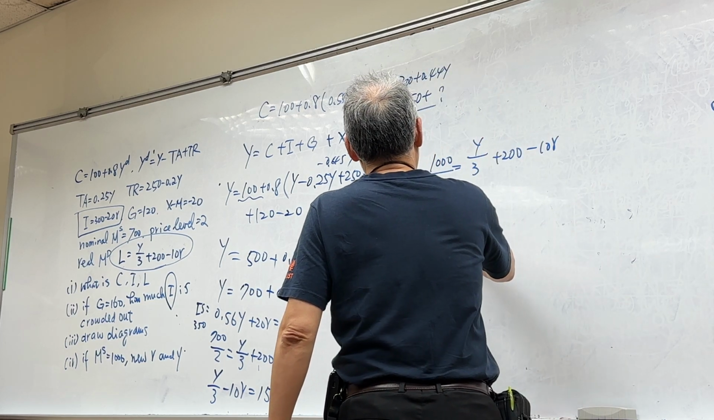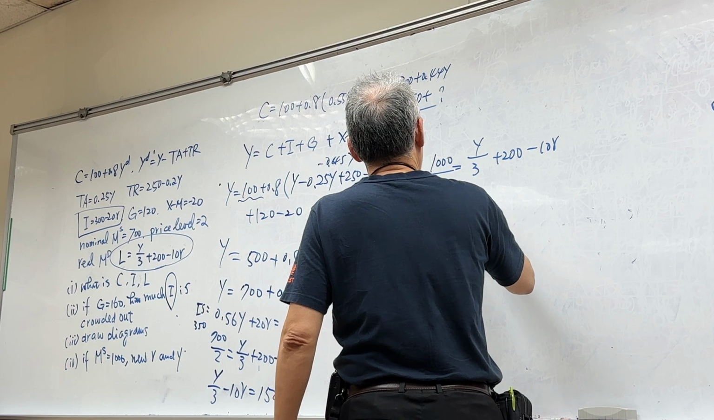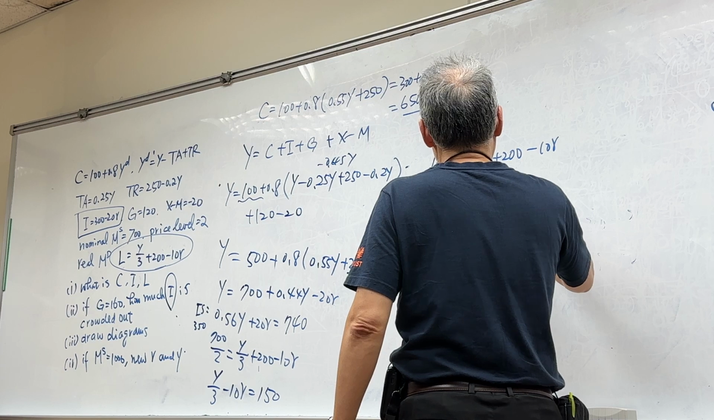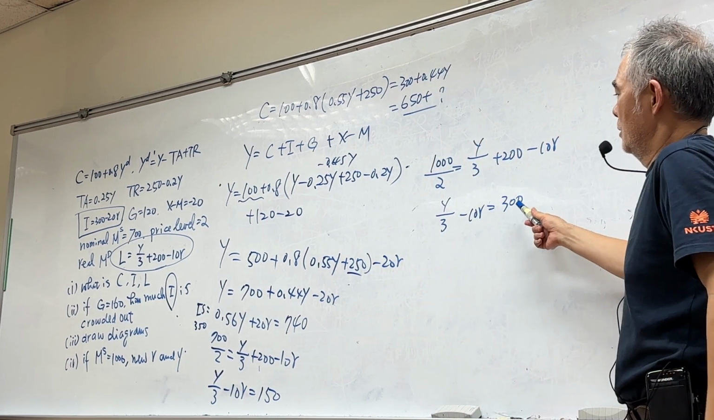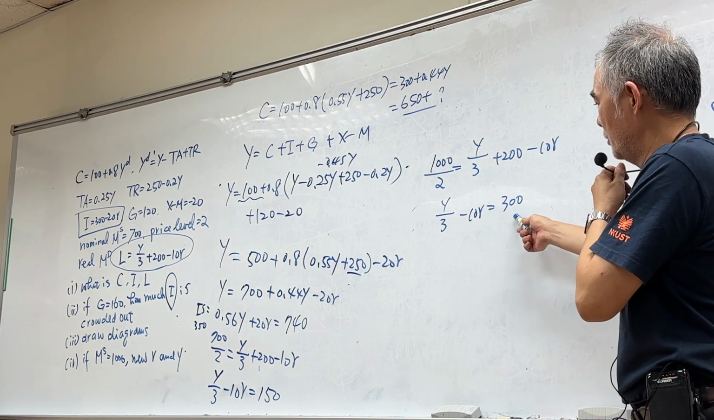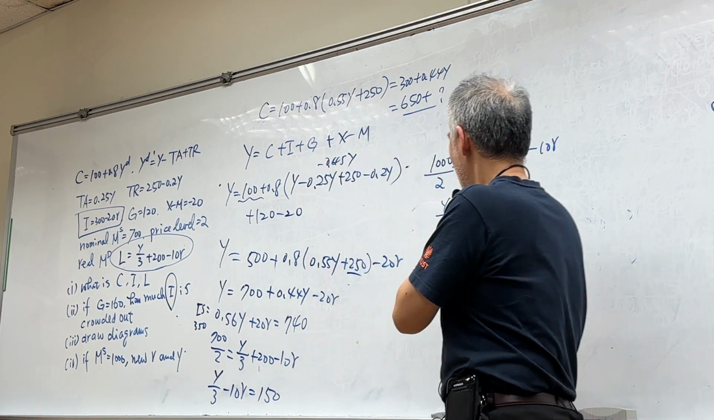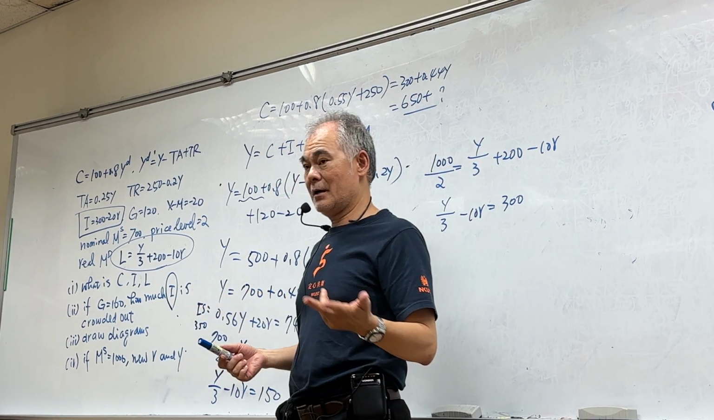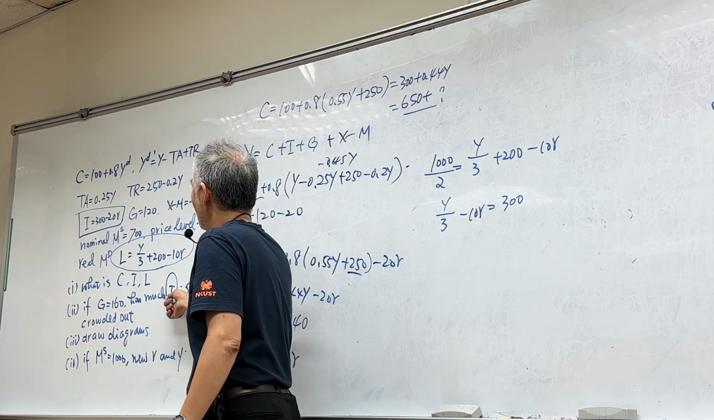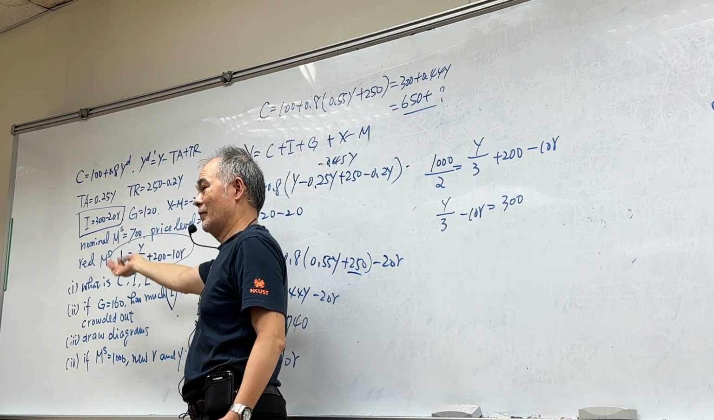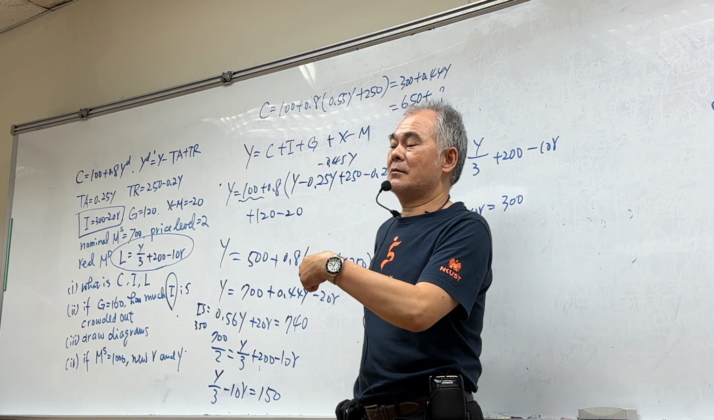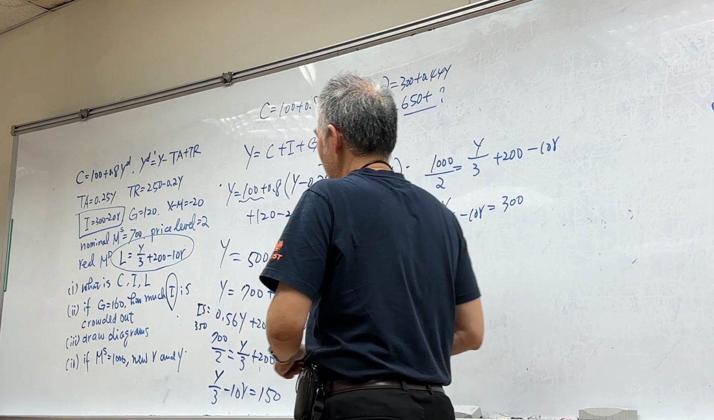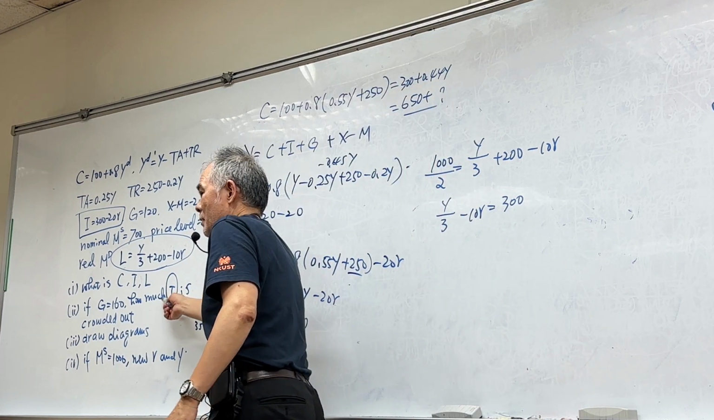So then what do you have? You have y over 3 minus 10r is equal to 300. So this is the new LM curve. Originally it's like this, now it's like this. But now the question is, you have to find the IS curve, right? Are you going to use this one or the original one? Because the question does not specify, what would you need to use? You would need to use the original one, okay?